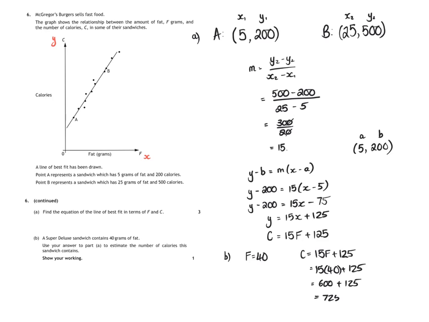Right, so the marks for this question. You get 1 for calculating your gradient at this point. You get 1 for substituting into the equation. And the last mark for the first part is for the C equals 15F plus 125. If you've just got y equals 15x plus 125, you don't get that third mark because it's been asked specifically for you to give it in terms of f and c. Right, so for part B, it's just 1 mark, so you get your 1 mark for the 725. Okay, so let's go on and we'll look at question 7.